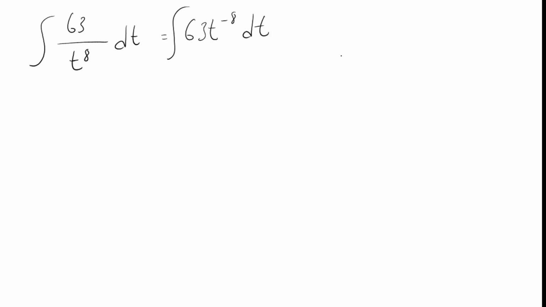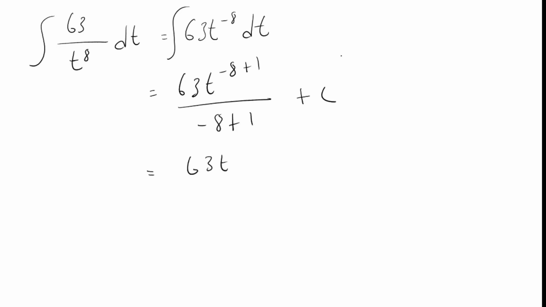Our next step will be to actually use our rule for integration. Remember, we add 1 to the top and we bring that expression down to the bottom. So it would be 63t to the power of negative 8 plus 1 over negative 8 plus 1. Okay? And don't forget to add plus c, okay? Don't forget to add plus c in this case. And then from here, it would be 63t to the power of negative 7 over negative 8 plus 1, which is negative 7. And don't forget your plus c.